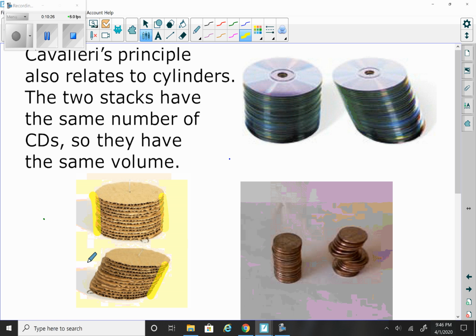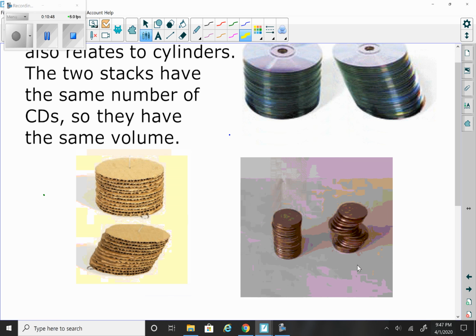Again, notice that the height is the same, right? The same height, and the same number of cardboard circles will give us the same value. And they're even showing an example here with pennies. Again, they're showing you different types of oblique prisms here, and they're still going to have the same volume, whether it's a right cylinder or an oblique cylinder.